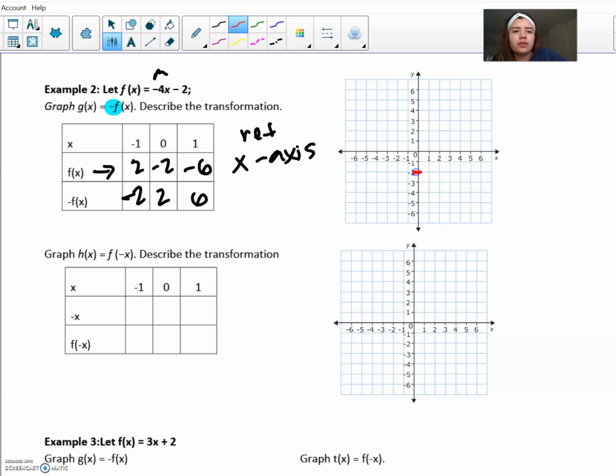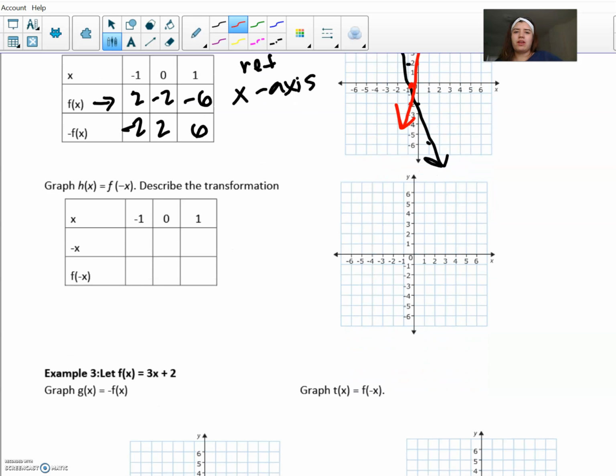We're going to -2. We're at -2. Let's draw a better one. Okay, that's close to being better. And then we have -1, -2, 0, 2, 1, 6. And we should really be reflecting on the x-axis.